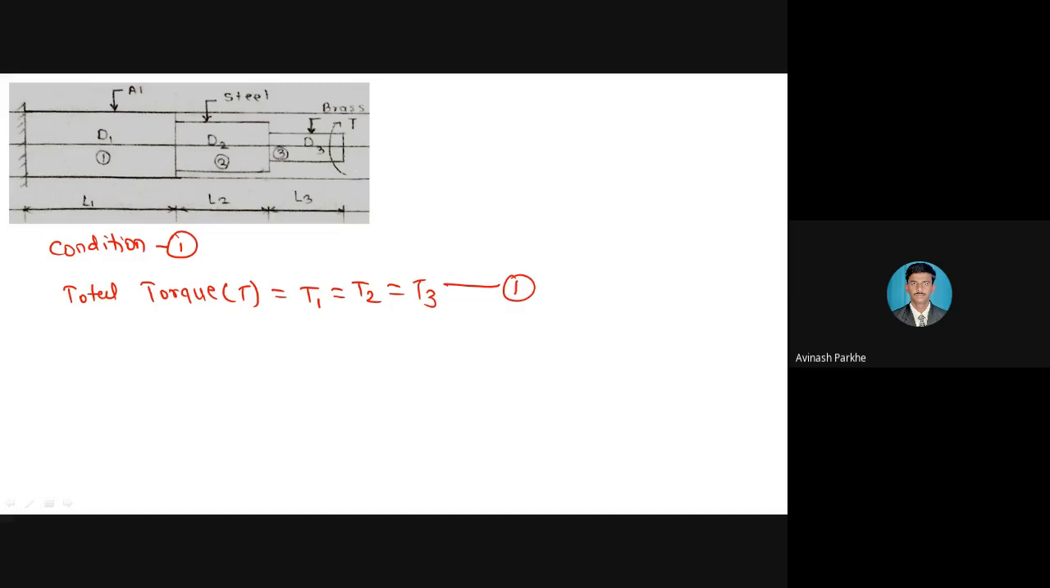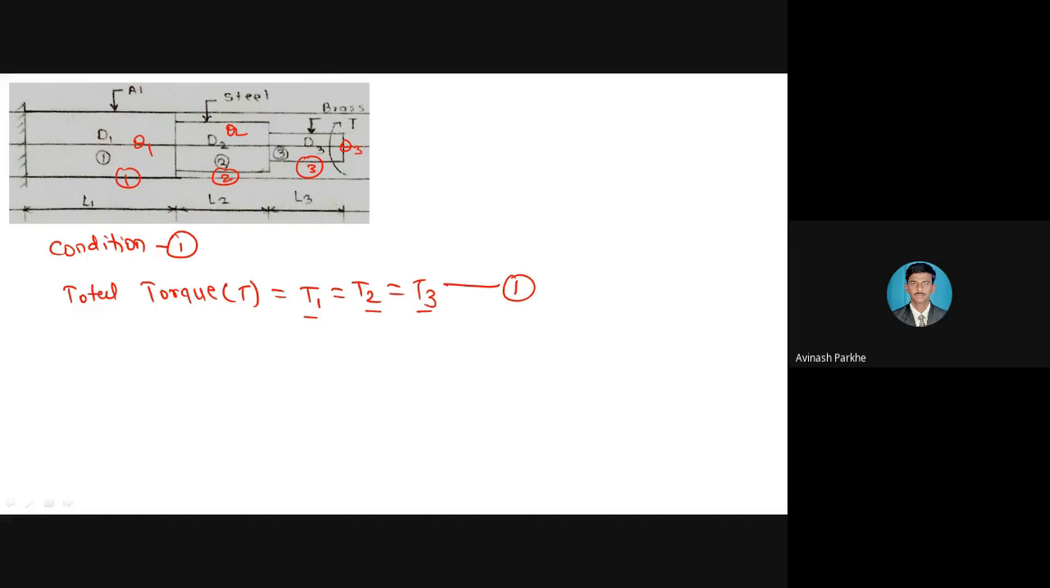But due to the same torque, twisting is taking place in shaft number 3. Due to the same torque, twisting is taking place in shaft number 2. Due to the same torque, twisting is taking place in shaft number 1. Therefore, the total torque applied on this particular shaft is equal to T1 is equal to T2 is equal to T3. But whatever the twisting is taking place in shaft number 1, that theta 1, it will be different. Due to the same torque, the twisting in shaft number 2, theta 2, will be different. And the twisting in shaft number 3, theta 3, will be different.